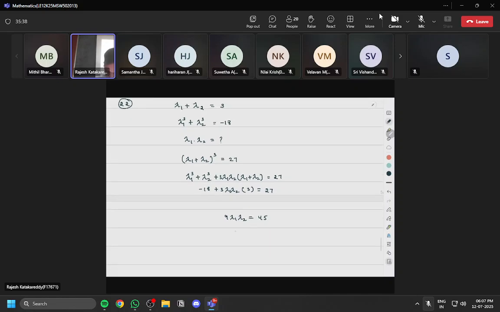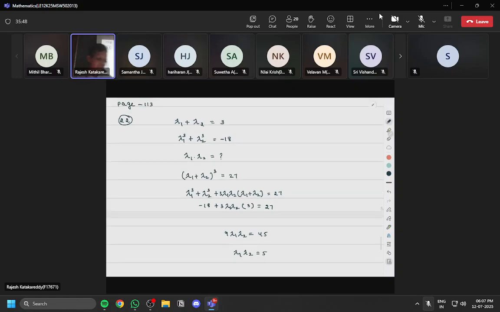So now we can say lambda 1 into lambda 2 is equal to 5. Clear? Any doubts in this? Anybody? This is what I have. You can copy this one.